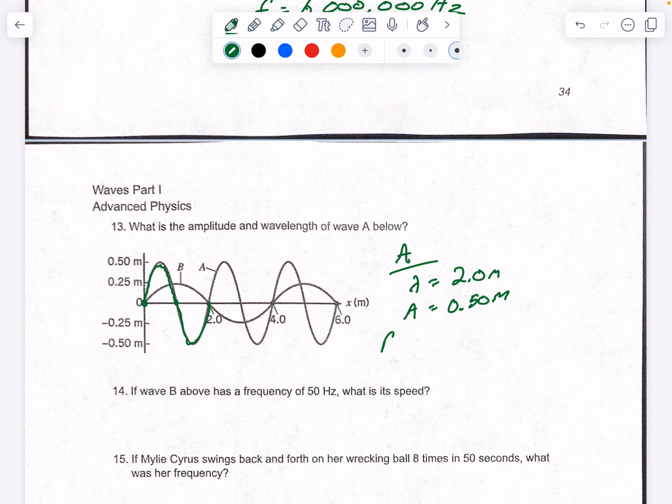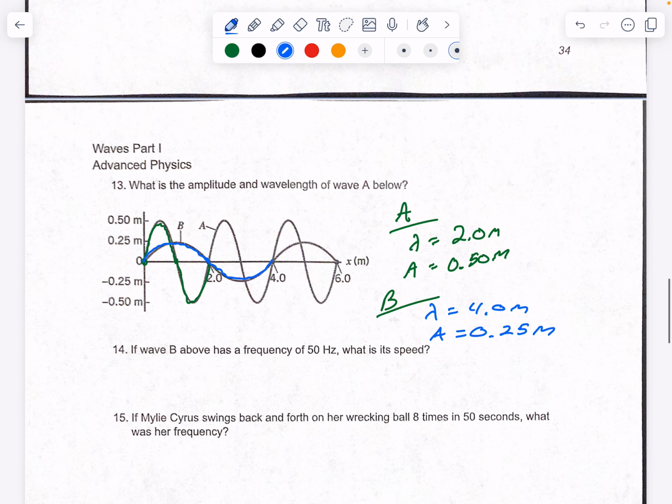Let's go ahead and do B while we're at it. Okay, so B, I'm going to use a different color. Starts here, we have one full crest, one full trough. Okay, so your wavelength is going to be 4 meters now, so 4.0 meters. Okay, your amplitude, looks like it only got up to 0.25, so 0.25 meters there.